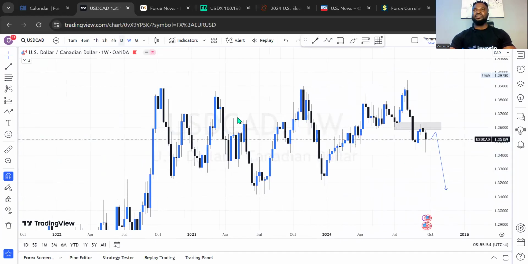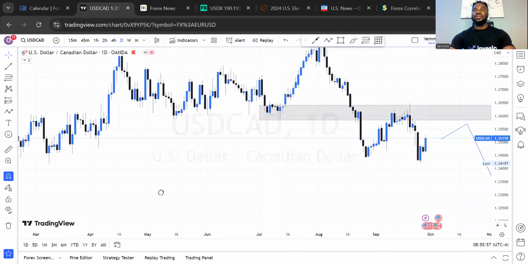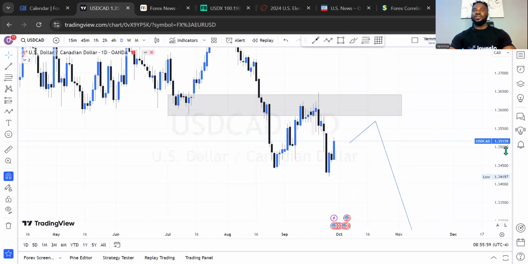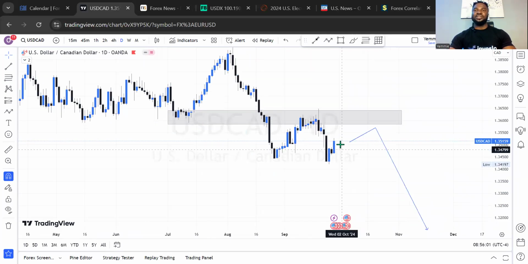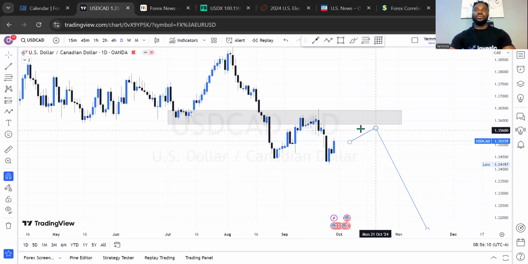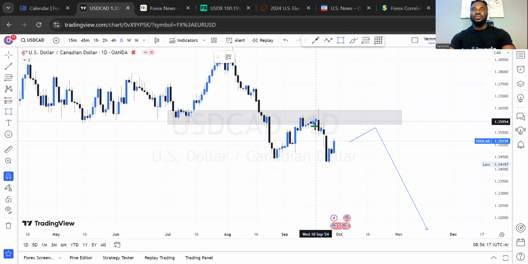So let's go to the daily time frame and break this down a little bit further. On the daily time frame, we saw that on Friday we had a bullish movement in this market. So with what I said before, it's aligning right now with the daily and weekly time frame outlook. On the daily outlook, I'll be expecting the market to do something like this. So let me draw it out. Let me mark it out rather.